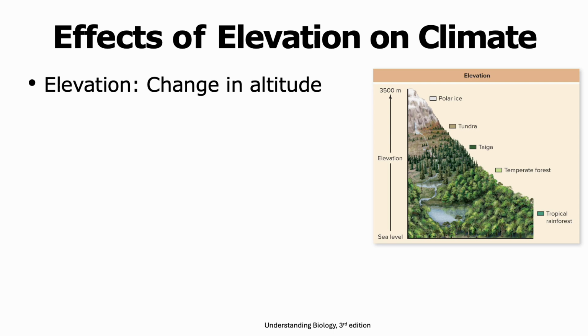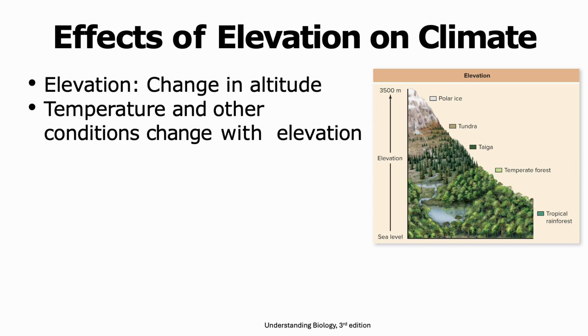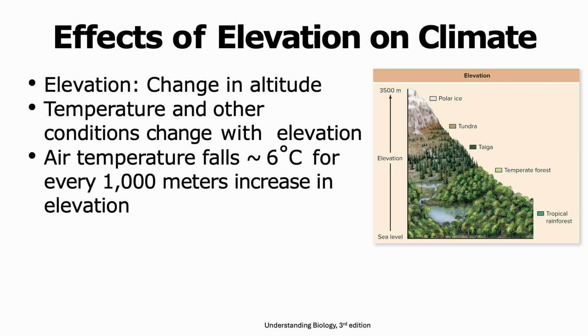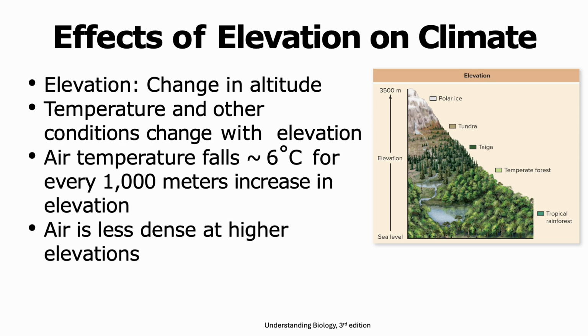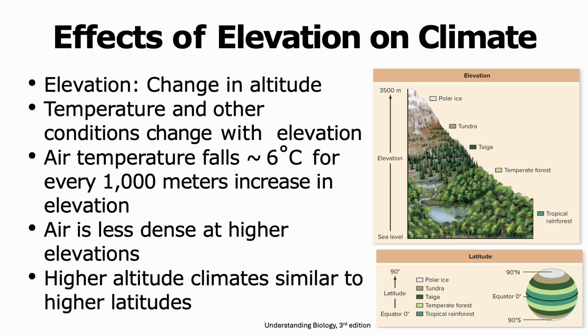Elevation, which is the change in altitude, can affect the climate of the surrounding regions. Temperature and other conditions change with elevation. It is estimated that the air temperature falls approximately 6 degrees Celsius for every 1,000 meters increase in elevation. Air is also less dense at higher elevations. In fact, at higher altitudes, the climates tend to be similar to what is observed at higher latitudes.